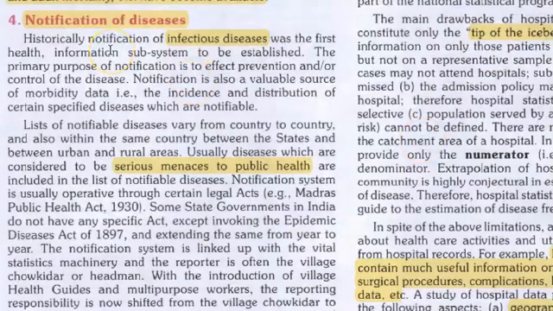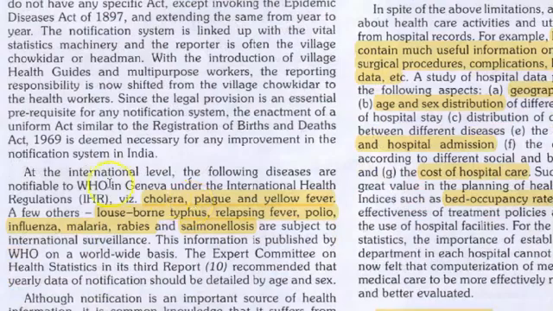See, notification of diseases means infectious diseases and also non-communicable diseases. Some of them have to be notified to the government, right? So which are these diseases which pose a serious menace to the public health? What are the examples? Like WHO says, like cholera, plague, yellow fever.